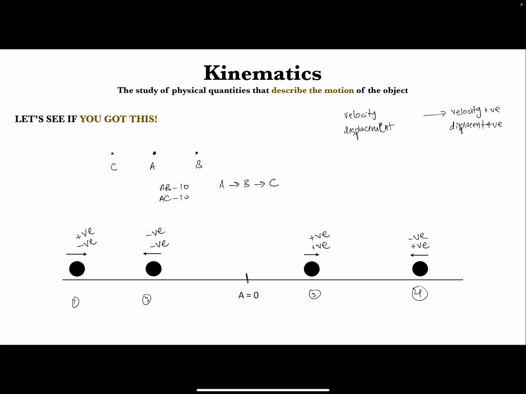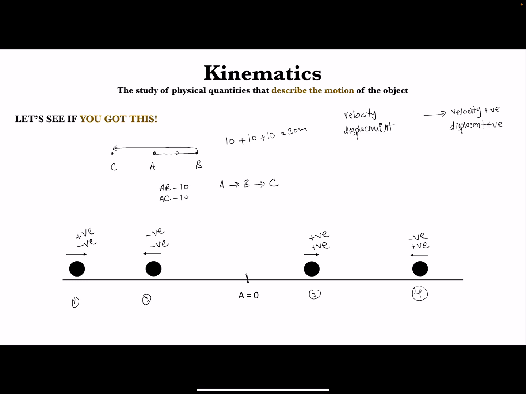All right, so the distance traveled is, first I go from A to B, and then I go from B to C. So from A I covered the distance A to B, which is 10. Then when I was going back, I covered another 10 because I had to go from B to A. And then from A to C, I covered another 10. So that gives me 30 meters, if the distances are in meters.